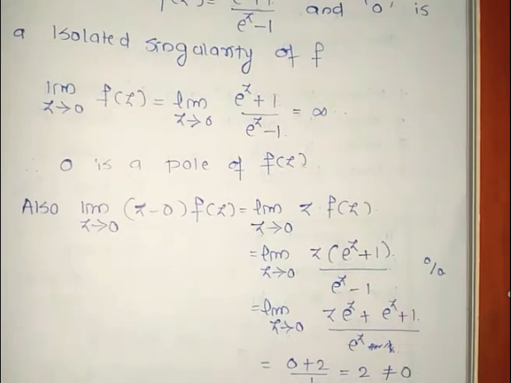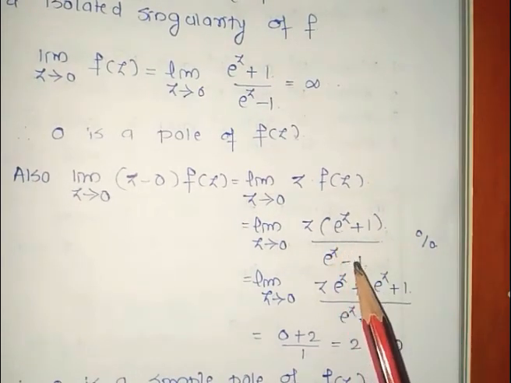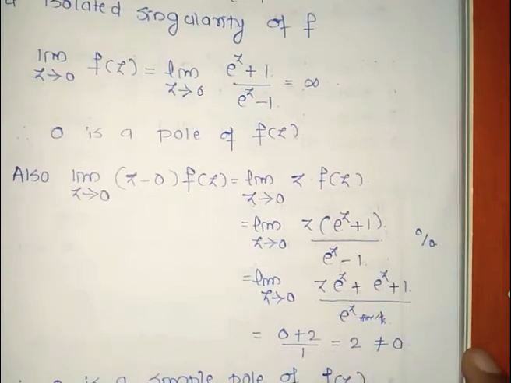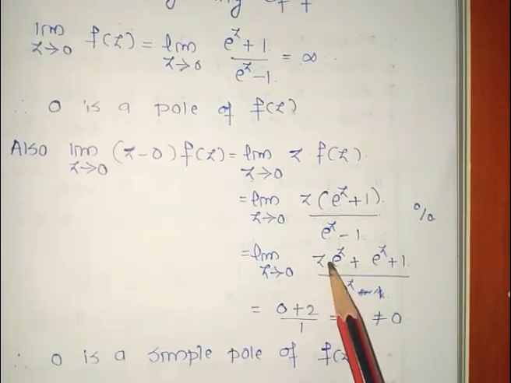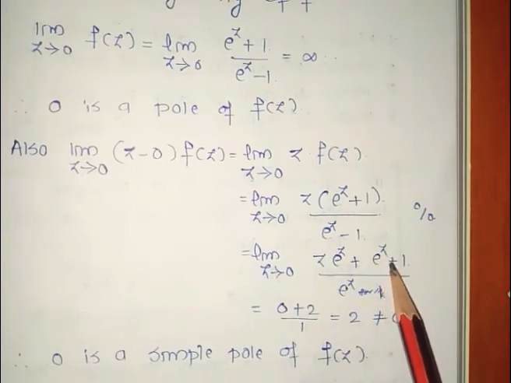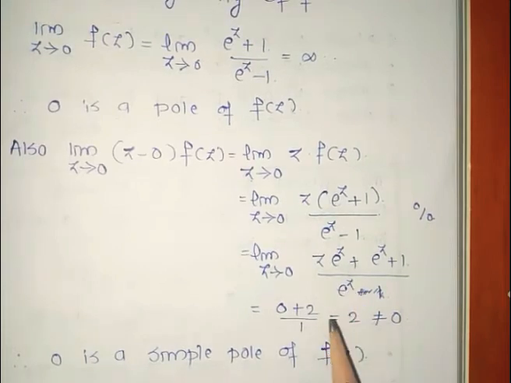Therefore we apply L'Hopital's rule, differentiating the numerator and the denominator separately. Then it is equal to the limit as z tends to 0 of z into e power z plus e power z plus 1 divided by e power z. Then we apply the limit, z equal to 0, and we get 0 into e power 0, which becomes 0, plus e power 0 plus 1, so 1 plus 1, which is 2, divided by e power 0, which is 1. So it is 0 plus 2 divided by 1, which is equal to 2, which is not equal to 0. Therefore we can say that 0 is a simple pole of f of z.